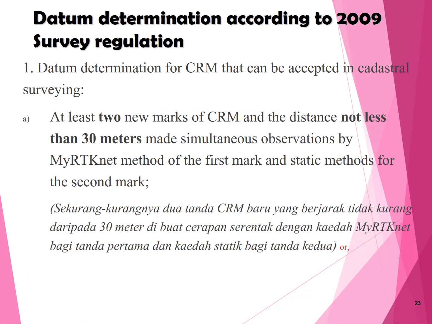Datum determination according to 2009 survey regulation. Datum determination for CRM, cadastral reference marks that can be accepted in cadastral surveying. A. At least 2 new marks of CRM and the distance not less than 30 meters made simultaneous observations by my ArtikelNet method of the first mark and static methods for the second mark.